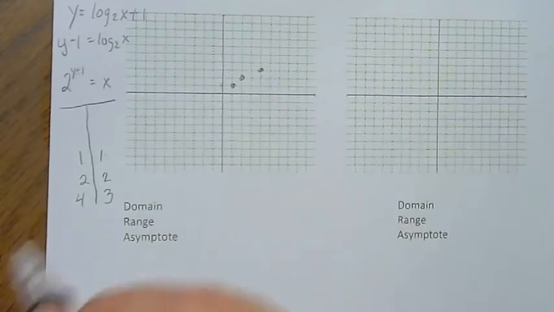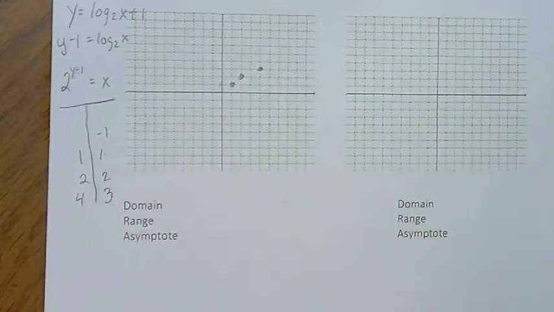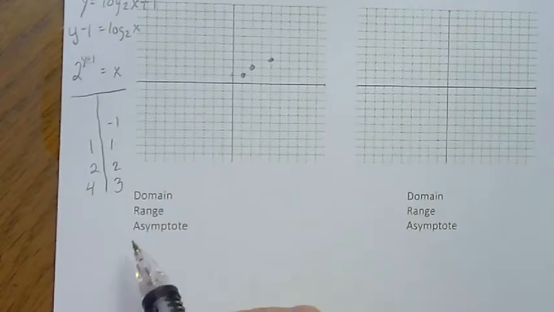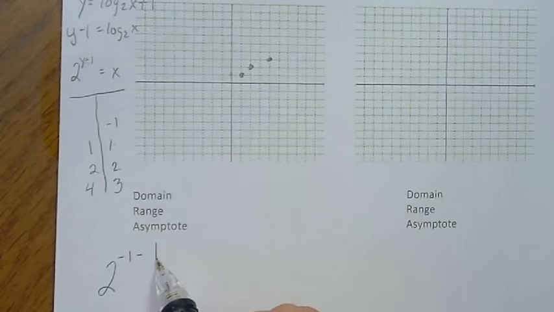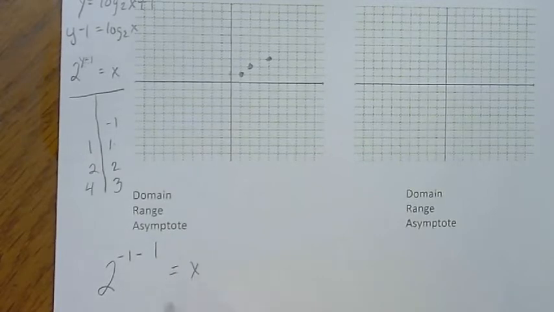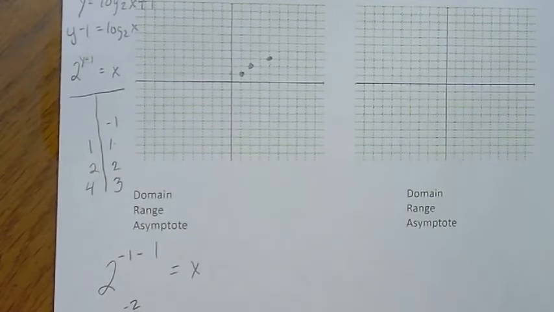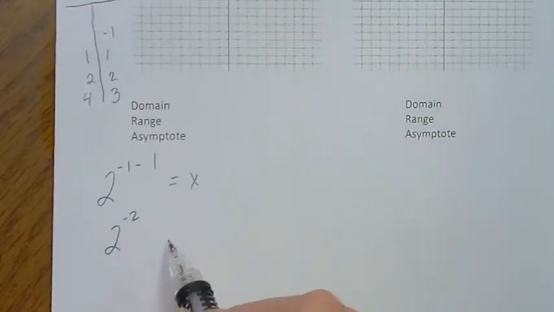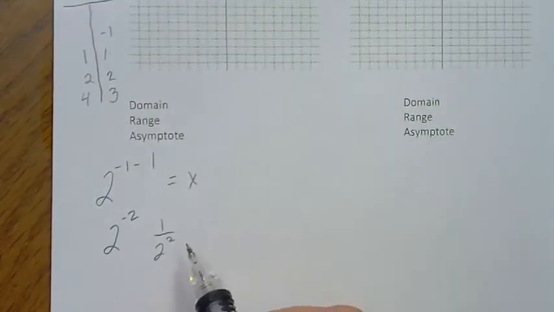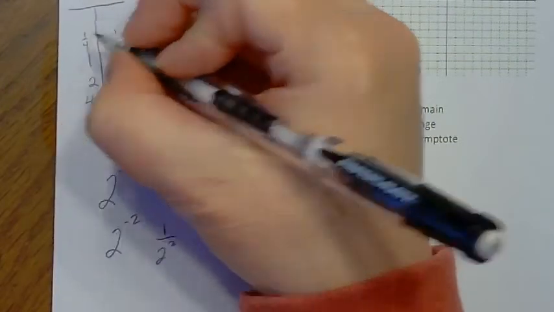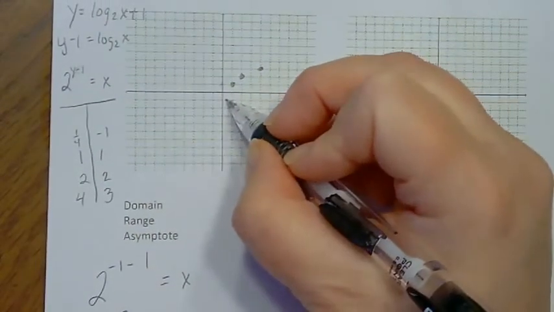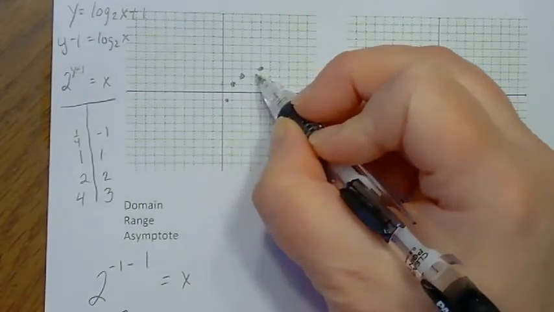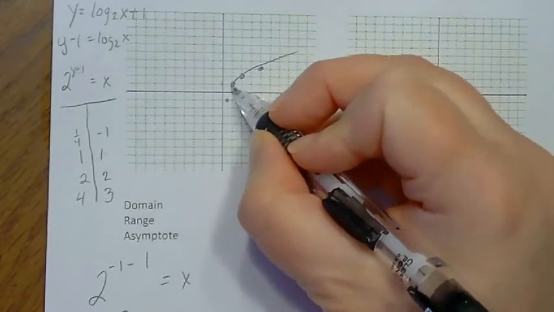Like that. Let's try a number smaller than 1. So I would have 2 to the negative 1 subtract 1 equals x. So 2 to the negative 2, which would be 1 over 2 to the positive 2, which is 1/4. So the graph goes to 1/4, negative 1. So this graph looks something like this.